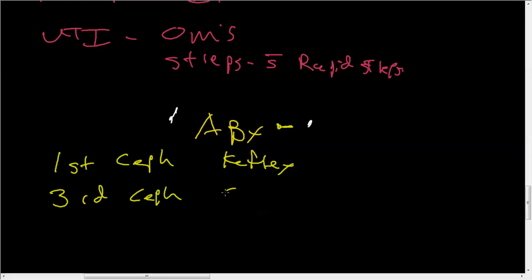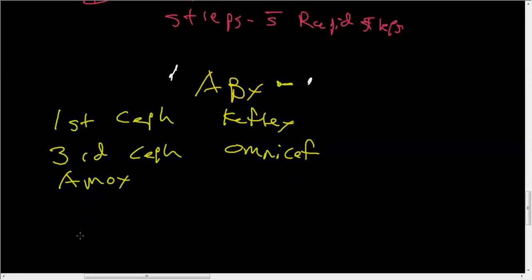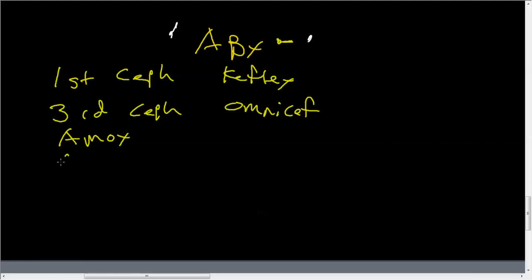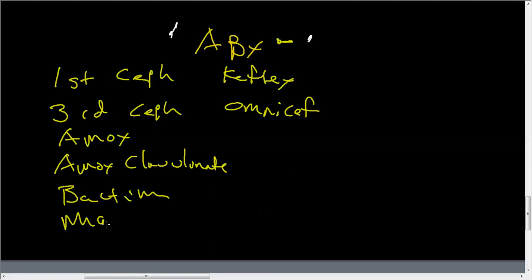Ceftonir, amoxicillin with clavulanic acid, Bactrim, Macrobid, which is nitrofurantoin, Bactrim is sulfamethoxazole trimethoprim, and then fluoroquinolone.